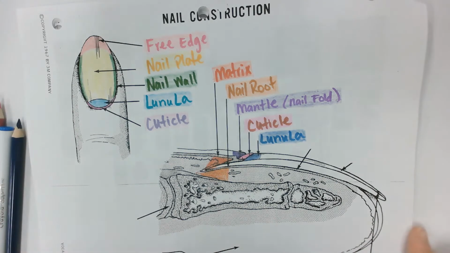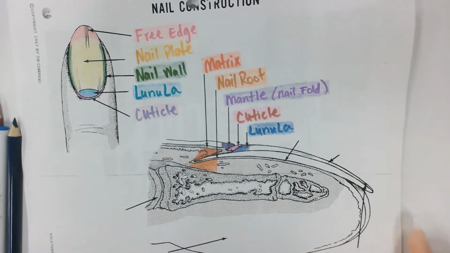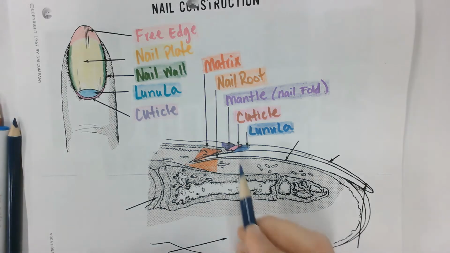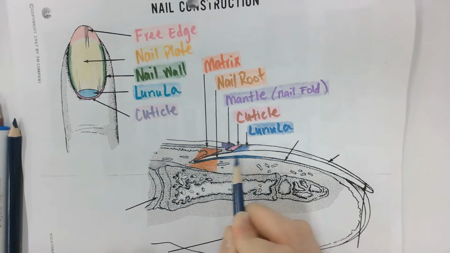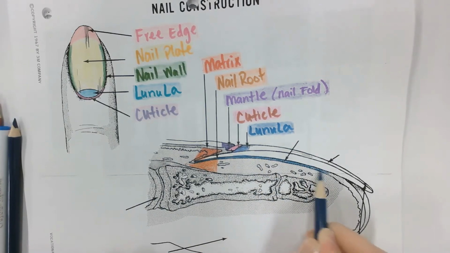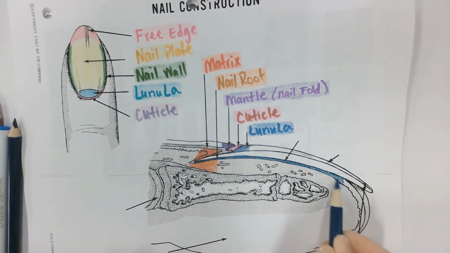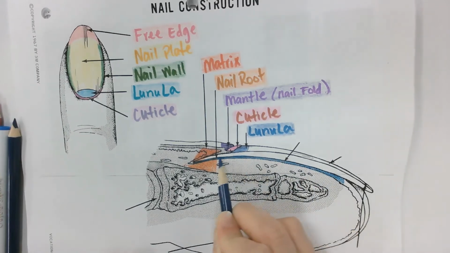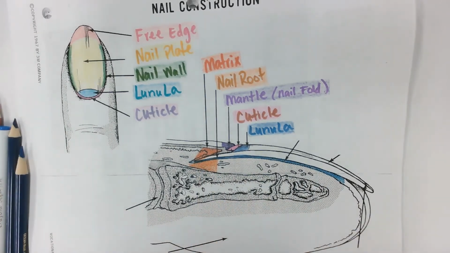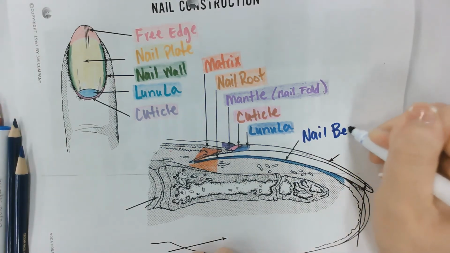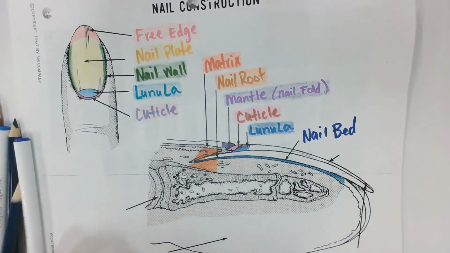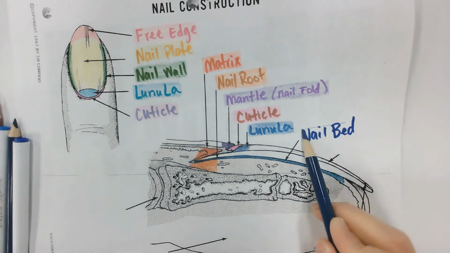Moving right along, I guess I can use a different color so it doesn't mix with this. You have this long piece right here, a horizontal line, and you can stop at the dotted shade. Okay, that there is your nail bed. Just like you lay in bed, the nail bed is there for the nail plate to lay on.